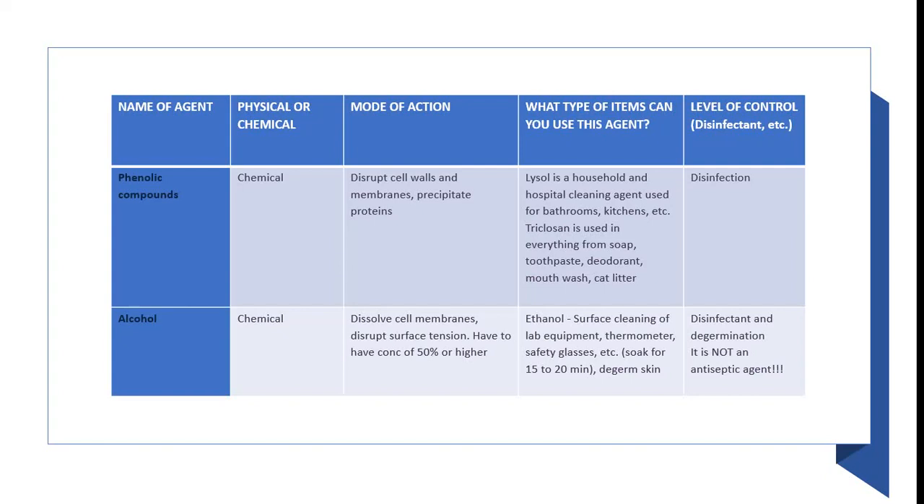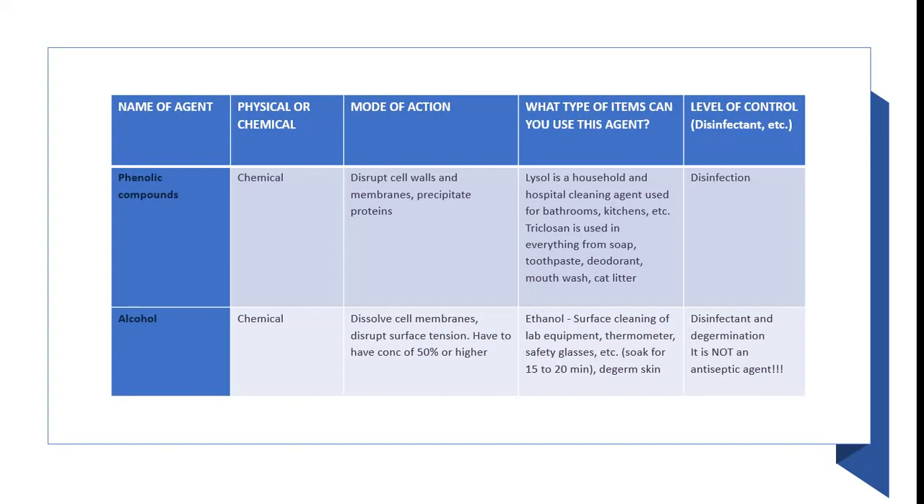Now, when we talk about phenolic compounds, Lysol is the main example. It contains a phenolic compound like orthophenylphenol, and that's used on a wide range of items, from hospital cleaning agents to bathroom agents, etc. There's also another component known as triclosan, which is used in soaps, toothpaste, cat litters, and deodorants, and it's another phenolic compound. All phenolic compounds, for the most part, are going to be used as disinfectants. So the level of control is a disinfectant.